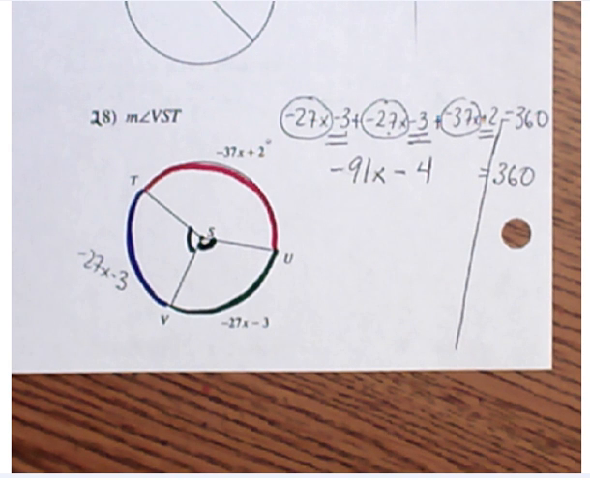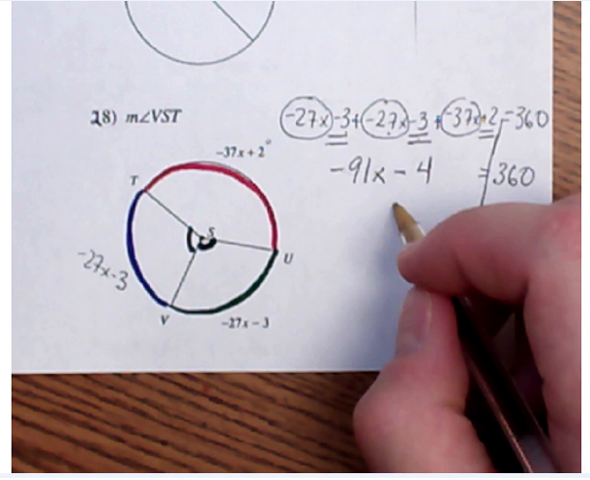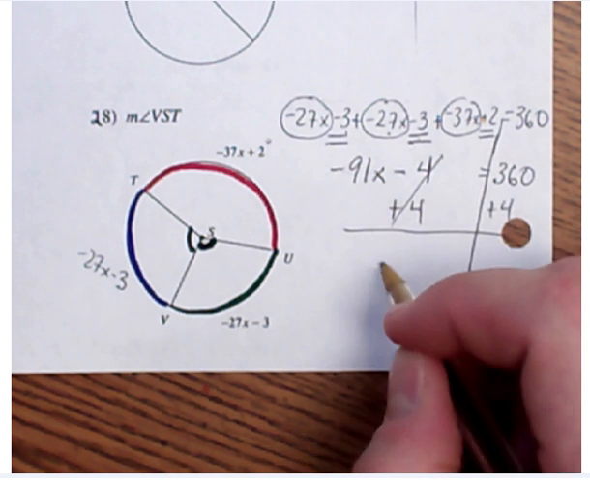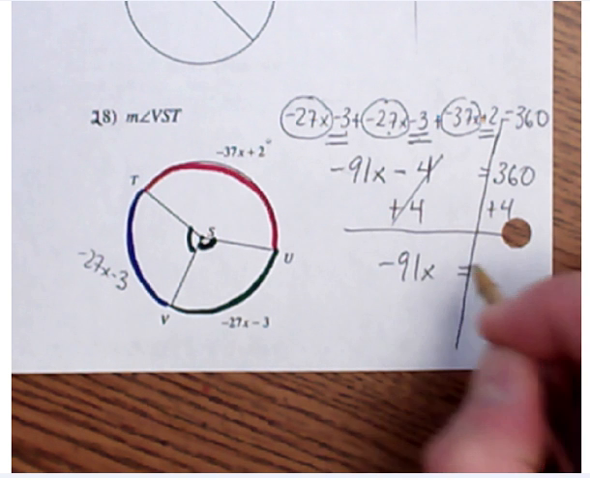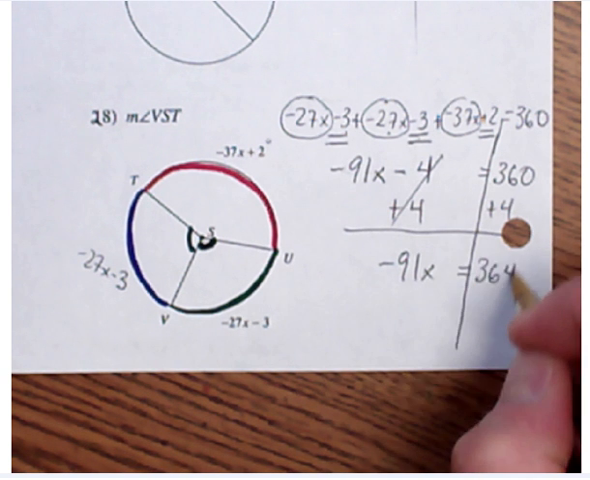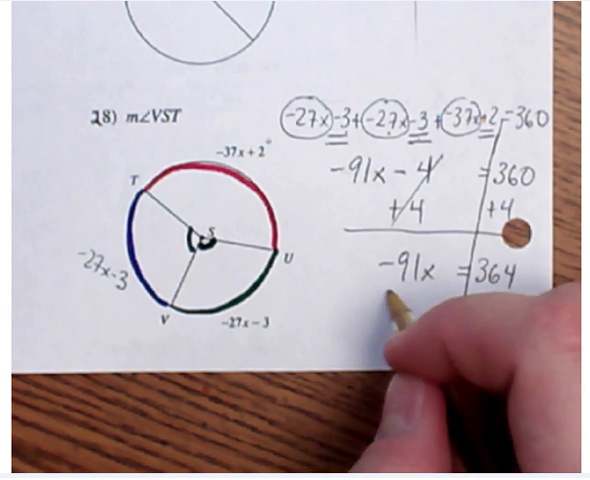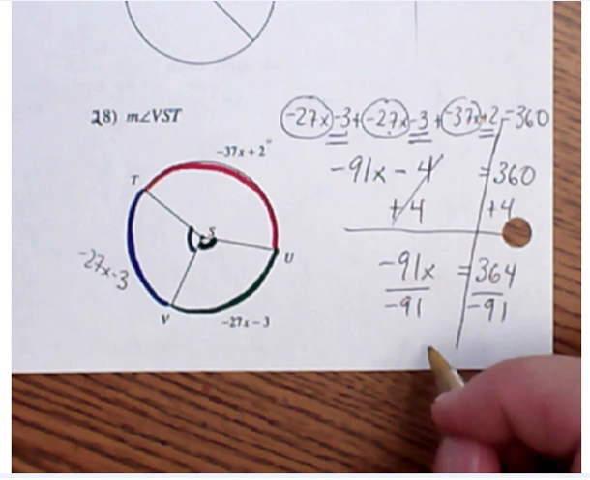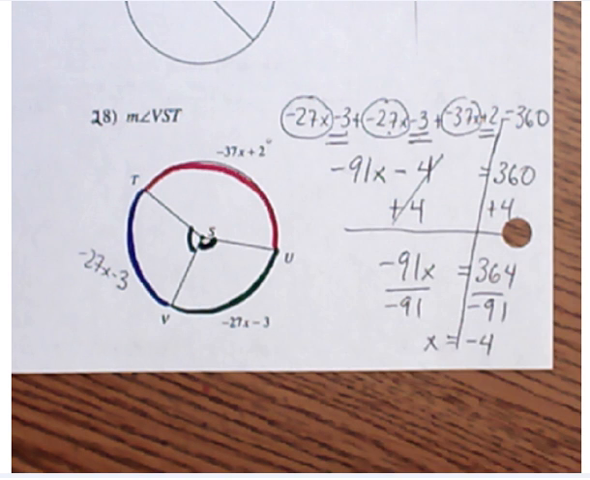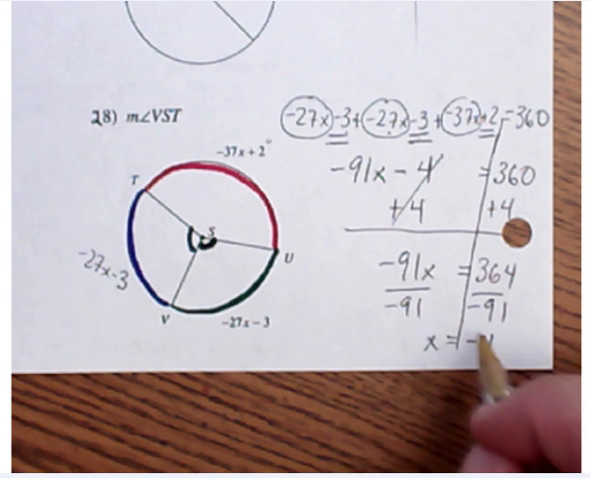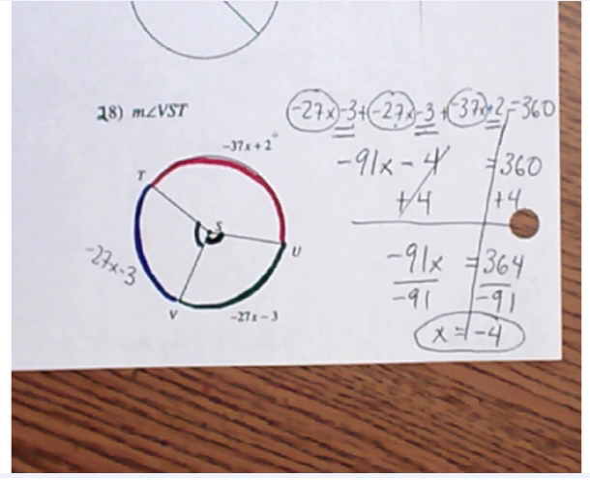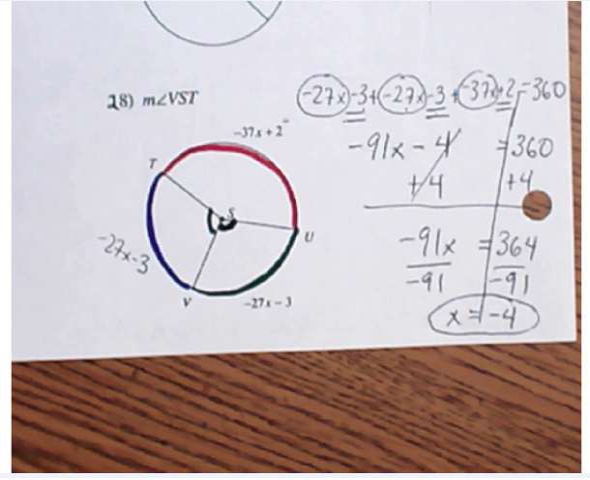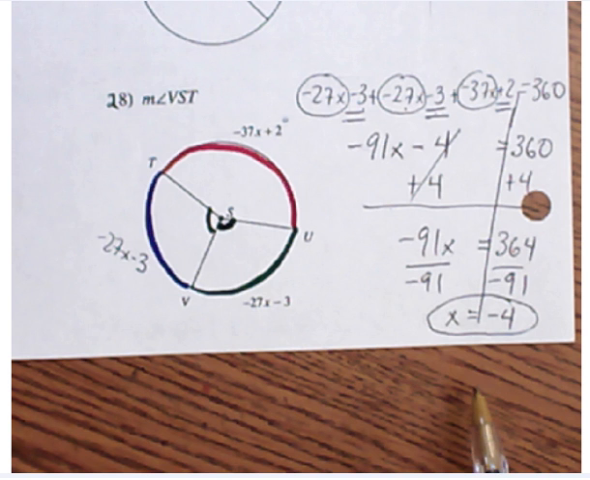Now let's go plus 4 on both sides. Move the constant. We get negative 91x equals 364. Last step, divide by negative 91. X equals negative 4. Wow, that actually worked out nicely. Not always the case. You can get decimals, but that works out pretty well. X equals negative 4. So the question is, are we done?